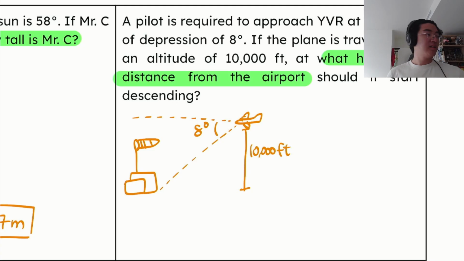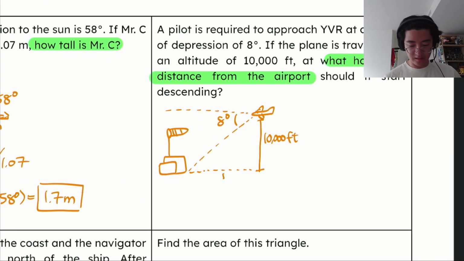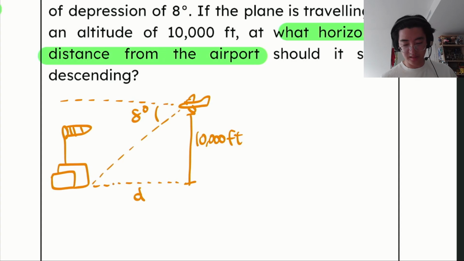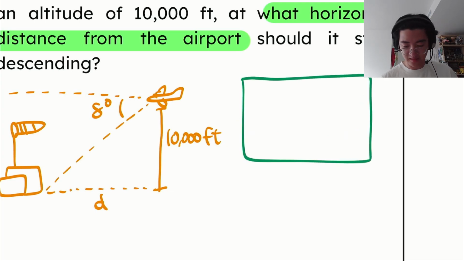feet. Okay, so now what's the distance here? How far is the horizontal distance when the plane should start descending? Okay. So alternatively, there are two ways to go about this. We can either notice here that, oh, come on, give me a rectangle. There we go, that's a rectangle there.